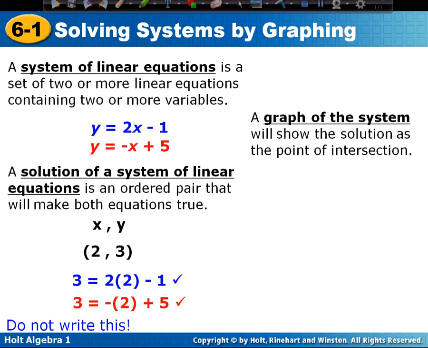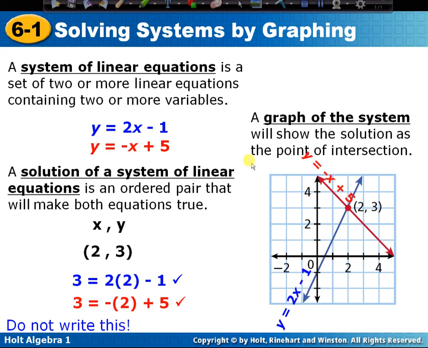A graph of the system will show the solution as the point of intersection. So this is saying if I were to graph these two lines, here's my y equals negative x plus 5. Here's the line for y equals 2x minus 1. And if I graph these, they're crossing or meeting right here at the point (2, 3). So that's where I got my answer or my solution over here as being (2, 3). It's the point where they intersect or cross.